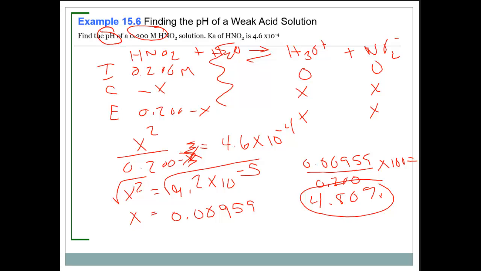It's asking for the pH as well. In order to get the pH, we had to solve for the H3O first. So the pH equals the negative log of our H concentration, which is 0.00959. So the pH is then equal to 2.02.